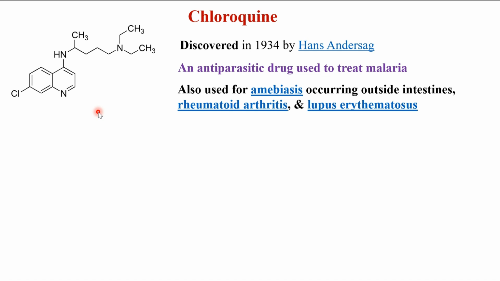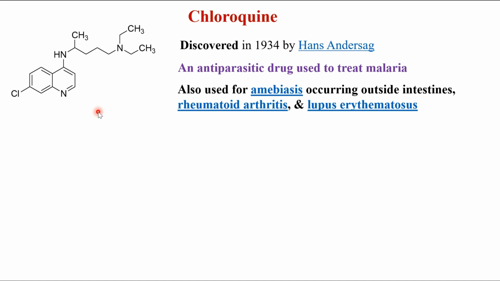It also finds its use in the treatment of rheumatoid arthritis. It is used in treatment of lupus erythematosus. This lupus is a rare disease. It's a metabolic disorder where our own immune system attacks our own organs and damages them. That's why chloroquine is a very useful drug for treatment of different types of diseases.